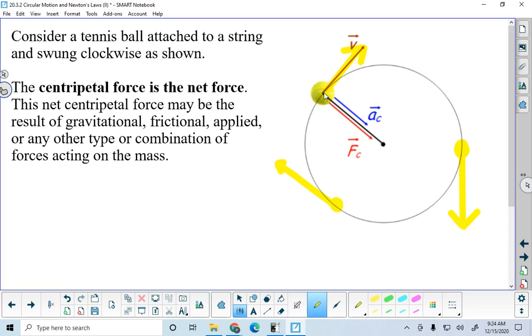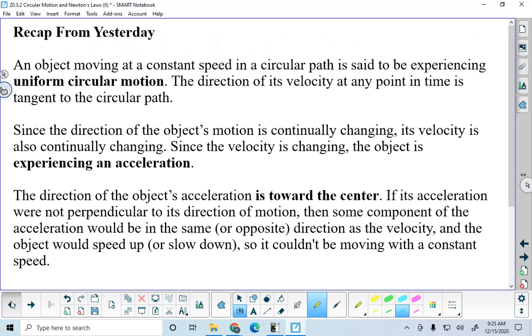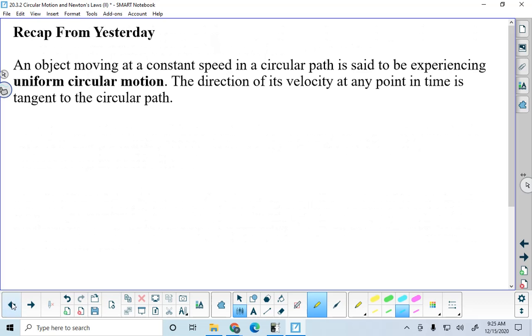What a tangent really is, it's a line that's perpendicular to the radius. So this velocity that I've written in yellow is perpendicular to the string. So another way of saying that the velocity vector is tangent to the circular path is to say that it's at right angles to the radius.